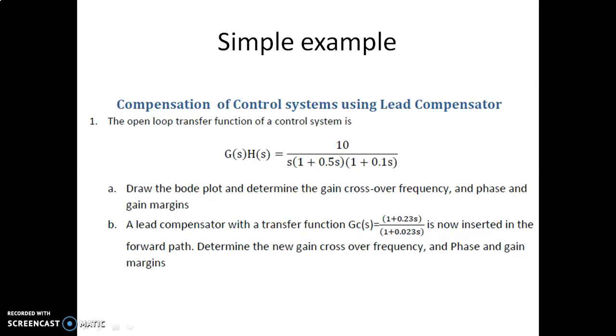Both poles and zeros have been added in case of lead compensator, whereas in this lead compensator we're going to have the zero located first, that is at 4.37, and the pole is located after the zero, which is at 43.4 frequency. So after inserting this particular transfer function corresponding to the lead compensator, we have been asked to find the gain crossover frequency and the corresponding phase and gain margins.